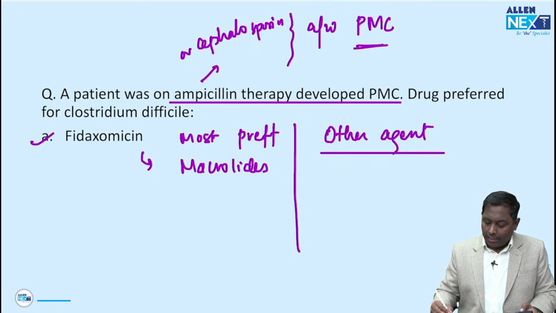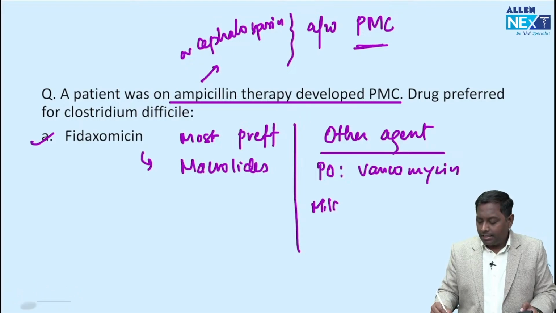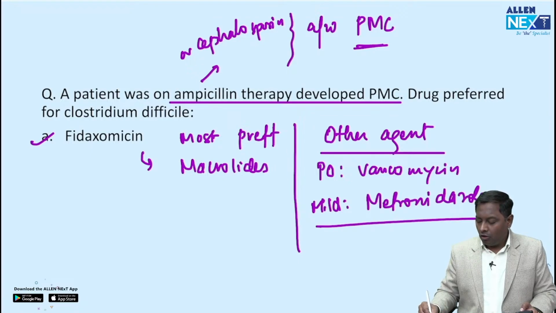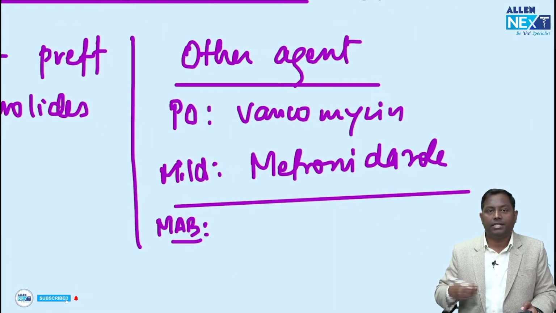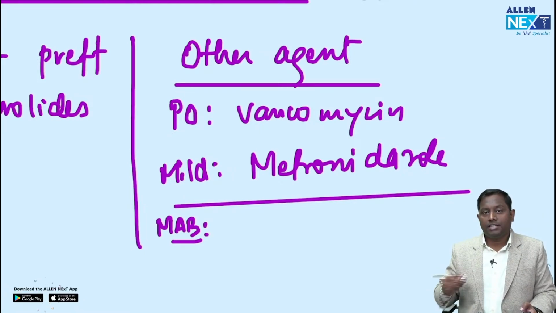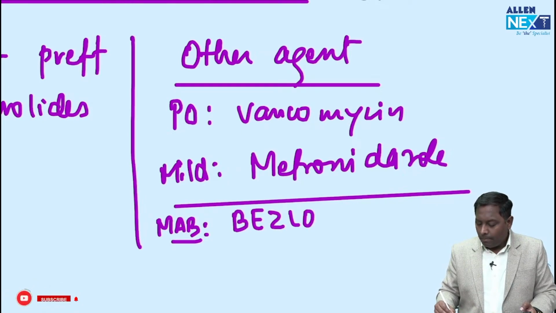Okay. Other agent that we can use is per oral vancomycin. If it is mild cases of pseudomembranous colitis, we can still use metronidazole. If you remember, recently on my Insta as well, I posted a question about a monoclonal antibody, which is possibly going to be the next exam question, because pseudomembranous colitis is repeatedly being asked. So in the next exam the examiner can ask, which is the recently approved monoclonal antibody? So the recently approved monoclonal antibody is going to be bezlotoxumab.